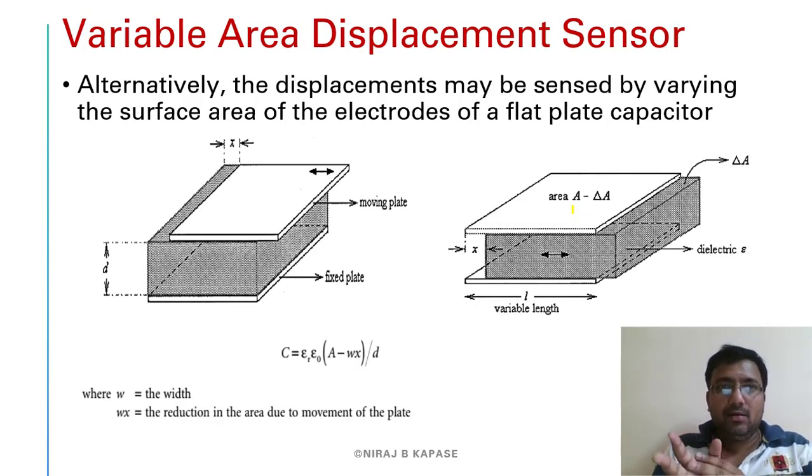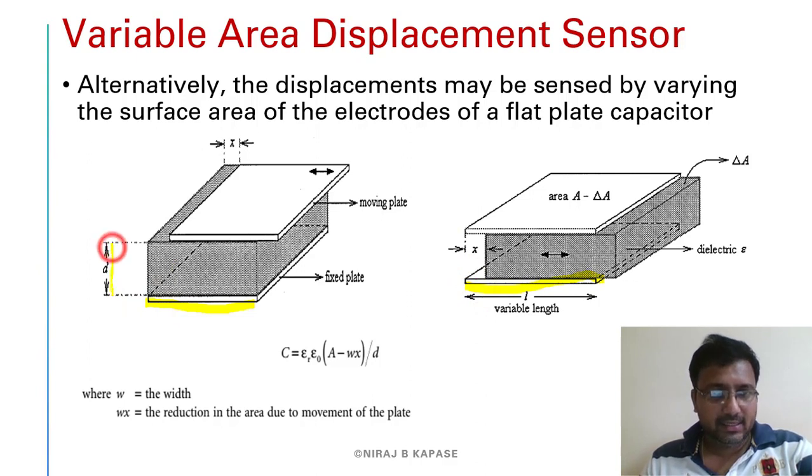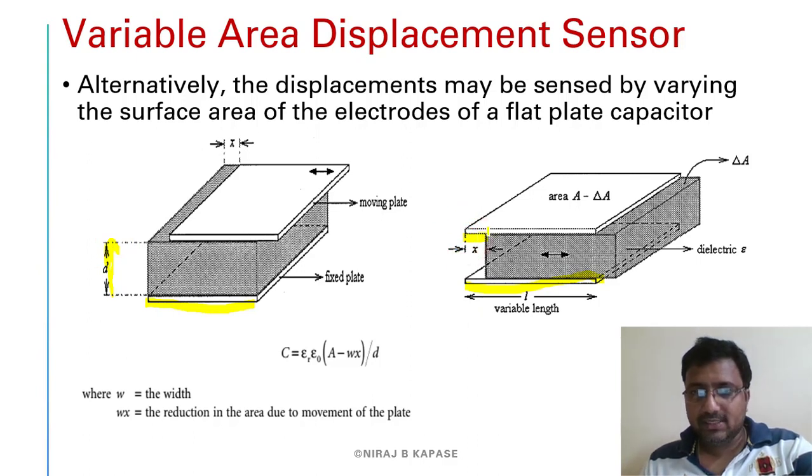The variable area displacement sensor. Alternatively, the displacements may be sensed by varying the surface area of the electrode of the flat plate. There are two figures. Again this is a fixed plate of length L, and d is the separation distance between these two plates, and x is the distance. If the plate moves on this side, here x is the distance, and delta A is the change, so the area is A minus delta A. Here it is the moving plate and the dielectric constant is epsilon.